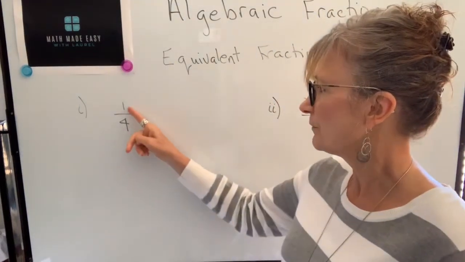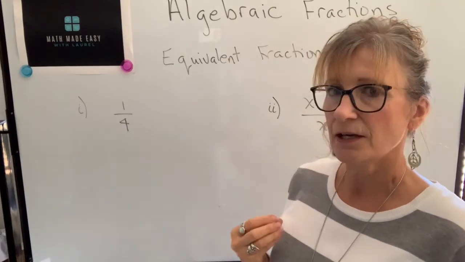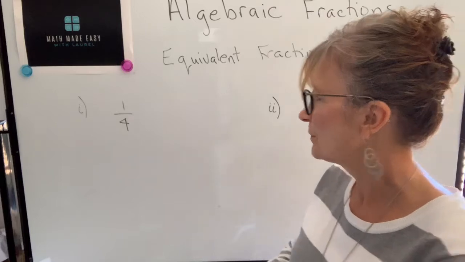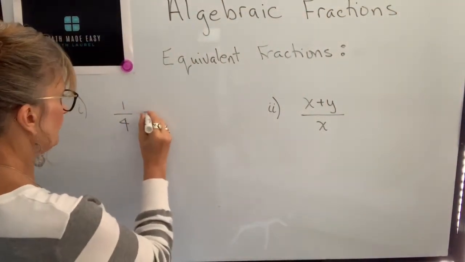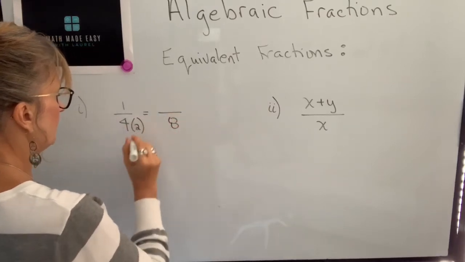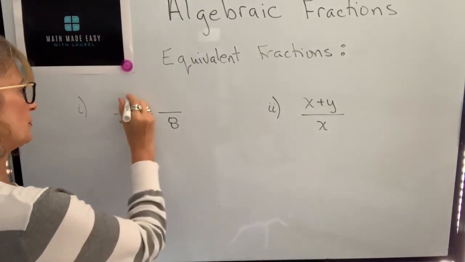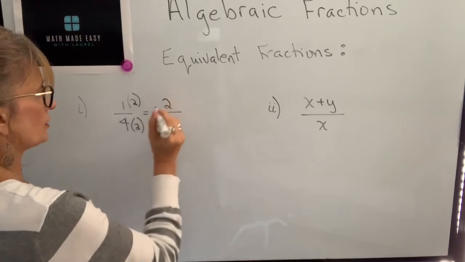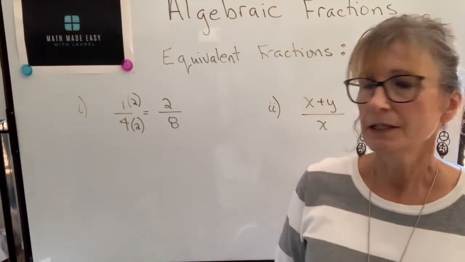So for example, if I looked at a numerical fraction, if I wanted to express this with 8 as the denominator, I want to know how many 8s this is. Well, to get 8 in the denominator, I need to multiply by 2. Whatever I multiply the denominator by, I must multiply the numerator by the same thing. So the equivalent fraction would be 2 8s. 2 8s and 1/4 are the same.